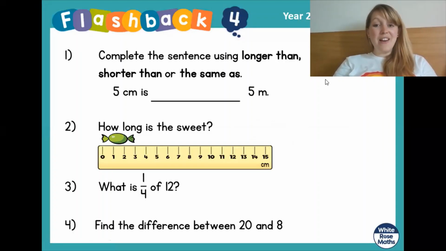Okay, so here are your first flashback 4 questions. Now would be a good time to pause the video. Are you ready to see the answers? So of course 5 centimetres is shorter than 5 metres. The sweet is 3 centimetres long. A quarter of 12 is 3. And finding the difference, subtract, so 20 subtract 8 is 12.